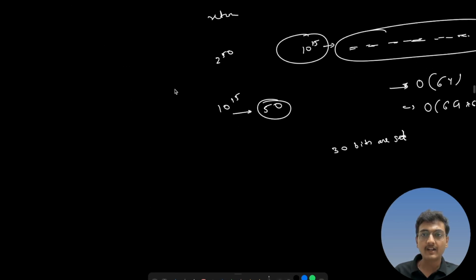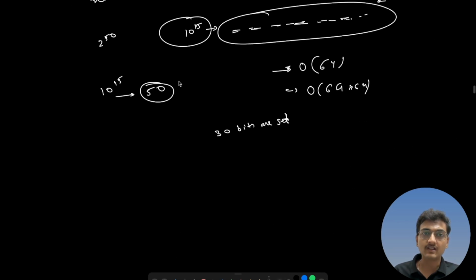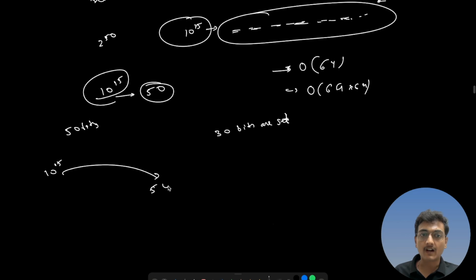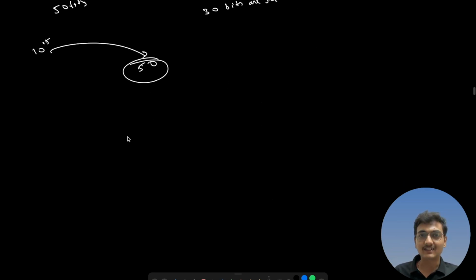So if I make an observation, in the worst case where all bits are set, the worst number that I can get is 50 bits set. So from that 10 to the power 15 number, it will quickly jump to 50, right? Now you think our problem is a little easy. It becomes a little easy, right? Yes, it really does. So let's see how we will approach it now.